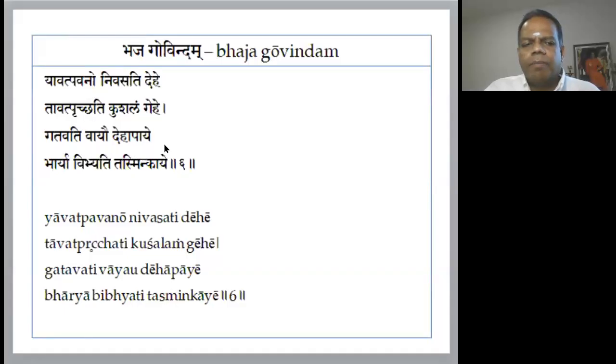Gatavati vayau deha paye. In the last line, the fourth line, the first letter is bha. The bha is the fourth letter in the pa varga or pa class of consonants. It has to be aspirated. Bharya. The next word, bibhyati. The second letter is a compound consonant, ub, yan, ya. So the ub, which is the half, is aspirated. So bibhyati tasmin kaye. So that's as far as consonants go. We will look at the sandhi split.